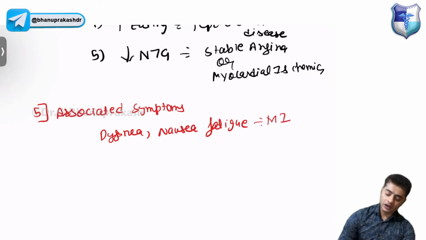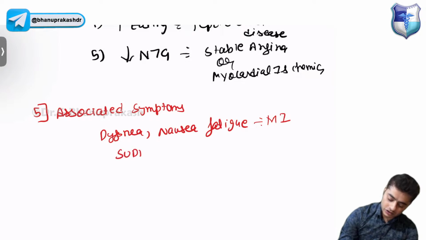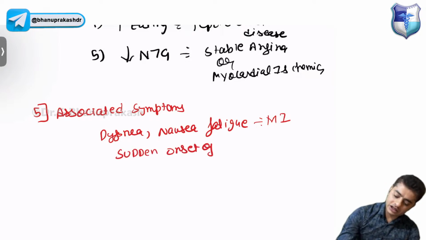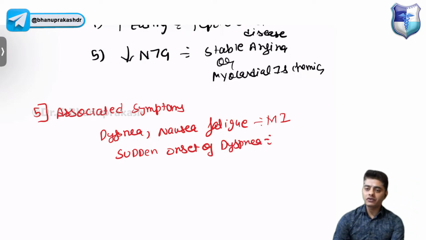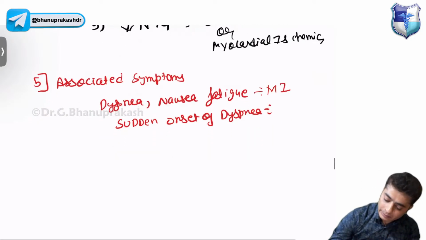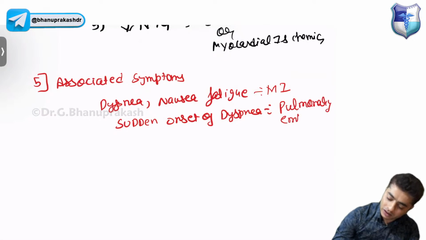So if you are getting dyspnea, nausea, and fatigue kind of thing, this is your MI. Okay. Now, suppose you are getting sudden onset of dyspnea. In which conditions will you get sudden onset of dyspnea? These are your pulmonary embolism and pneumothorax.